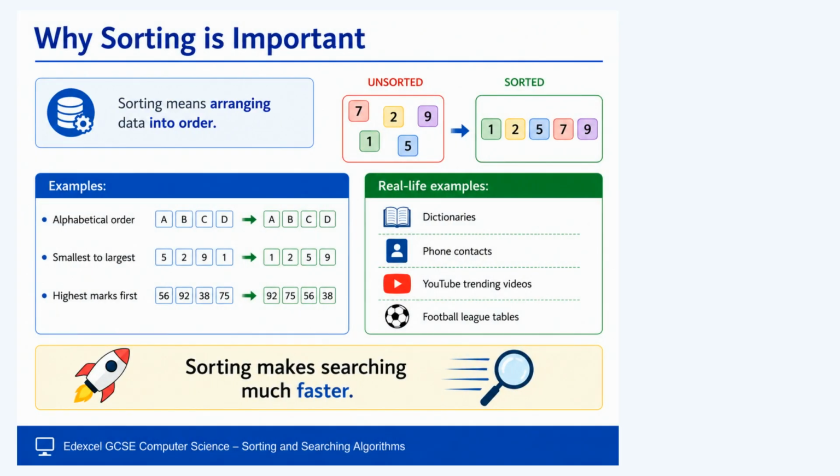Sorting means arranging data into a specific order. For example, data can be arranged alphabetically, from smallest to largest, or from highest score to lowest score. We use sorting in many real-world systems, such as dictionaries, phone contacts, YouTube videos, and football league tables. Sorting makes searching much faster and more efficient because the data becomes organized. Without sorting, finding information in large lists would take much longer.